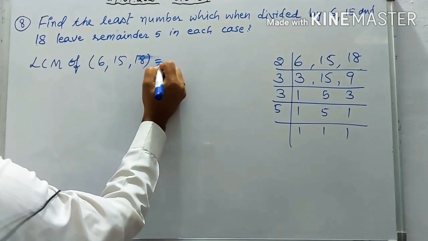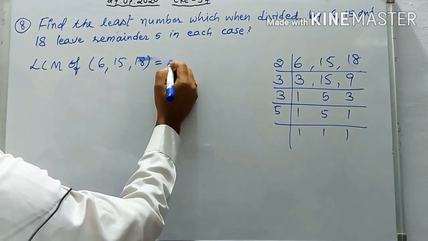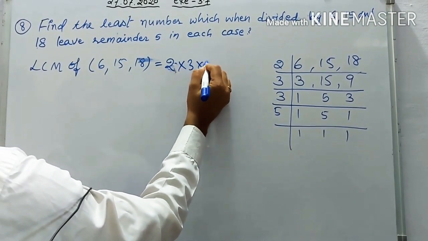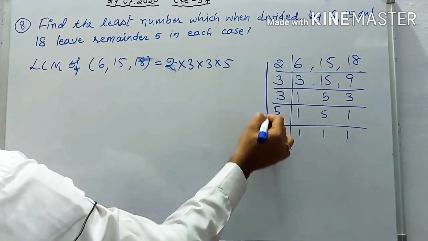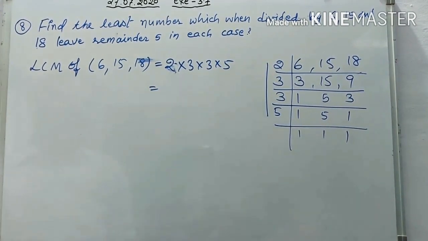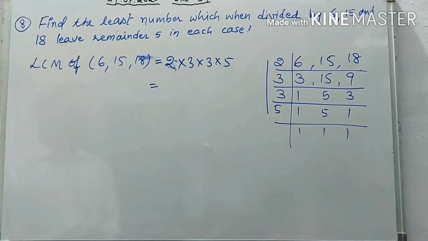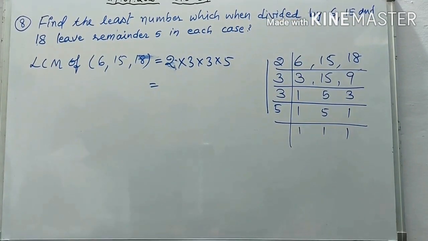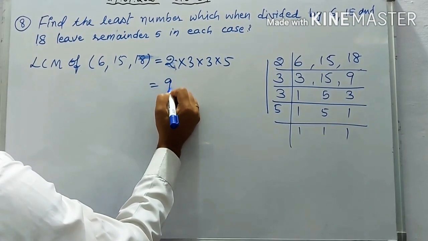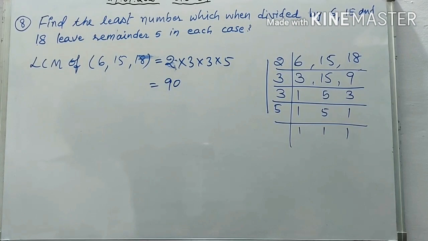The LCM is 2 into 3 into 3 into 5. So the LCM is: 5 threes are 15, 15 times 3 is 45, and 45 times 2 is 90. Okay, this is 90.